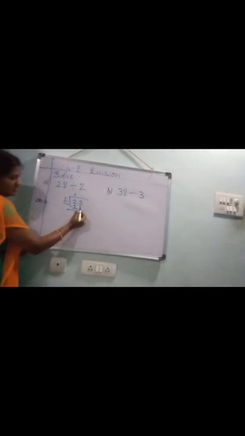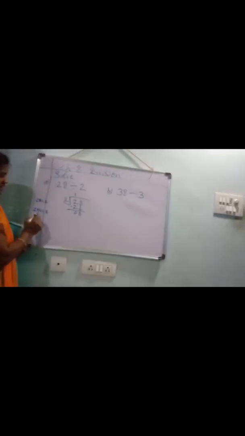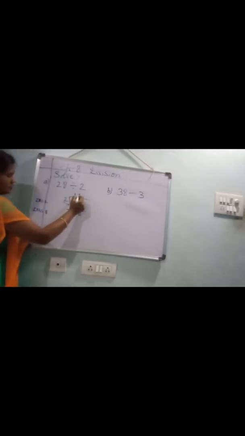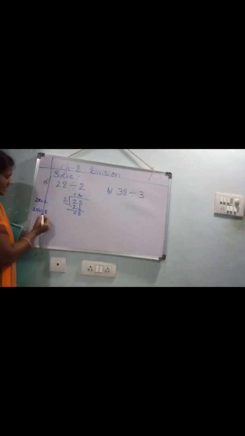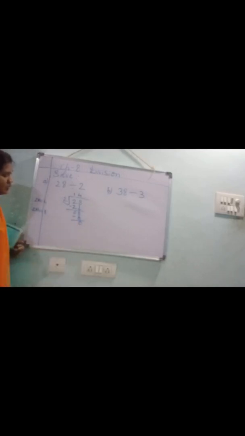You should take down this 8. Again, you should see this. In the 2 table, will 8 come or not? 2 into 4 is 8. 2 fours are 8. That 4 you should write here. Again, this 8 should be written down. You should do minus. 8 minus 8, 0.